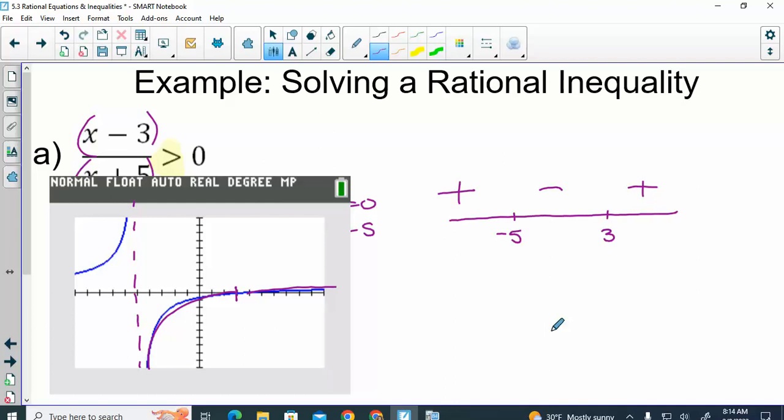All right. So we have to tell where this was positive. So it was positive before negative 5 and after 3. So what would the interval be here? Is anyone else having calculator problems? Zoom standard.